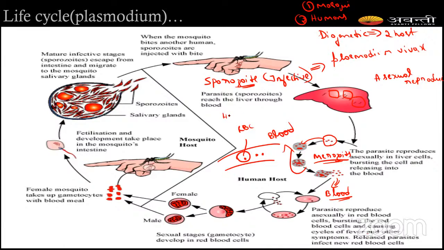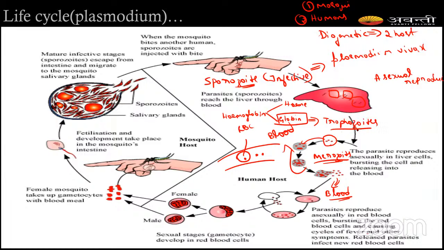In the RBC, there is hemoglobin, right? It will break down the hemoglobin into the heme and the globin. Okay. So now what will happen? These merozoites will feed on this hemoglobin. The merozoites which feed on the hemoglobin part, we'll call the trophozoites.